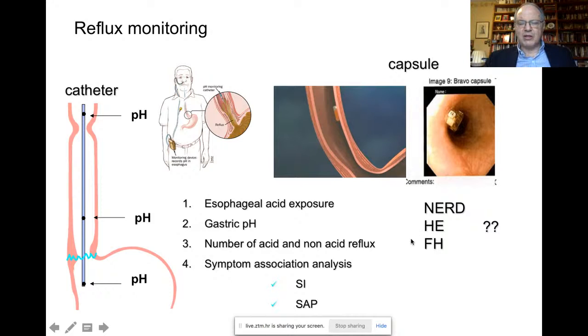But most importantly, we need to identify the patients with functional heartburn. In these patients, reflux is not the cause of the symptoms, and therefore they should not be operated on. Even more, they should not be treated with proton pump inhibitors, particularly for a long time, because you are not offering a real treatment for the problem.